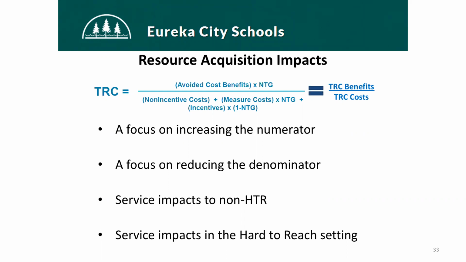They're going to really be focused on net to gross, right? How are we dealing with free riders and those incentives paid to free riders? And of course, net to gross can impact both the numerator and denominator side of the equation. I think we really want to talk about service impacts to non-HTR and HTR. Currently, there is a hard-to-reach adder, and that provides an incentive to serve some hard-to-reach customers, whether that's in urban areas or geographically hard-to-reach areas.